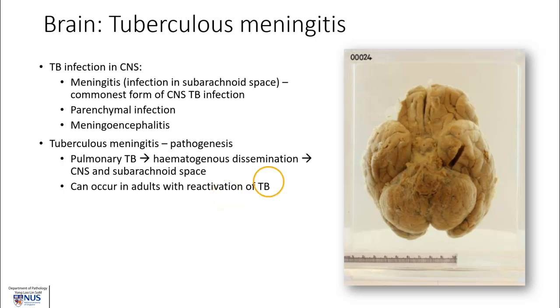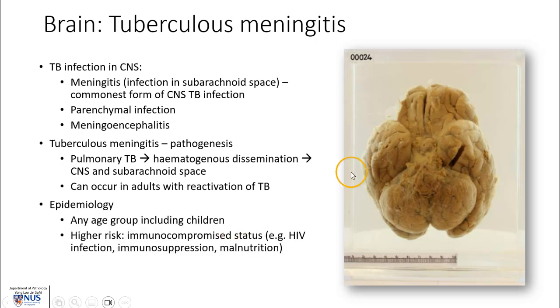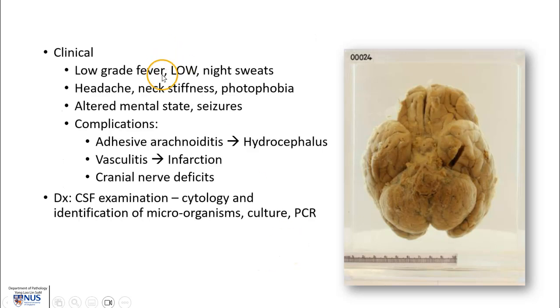TB meningitis and TB of the CNS can also occur in adults with reactivation of TB. Any age group can develop TB meningitis, and patients with an immunocompromised status, for example, HIV infection, or those undergoing immunosuppression or with malnutrition, have a higher risk of developing this. Clinically, there may be a low-grade fever, loss of weight, and night sweats similar to TB anywhere else in the body, and there will also be signs and symptoms that relate to meningitis, including headache, neck stiffness, photophobia, altered mental state, and potentially also seizures.